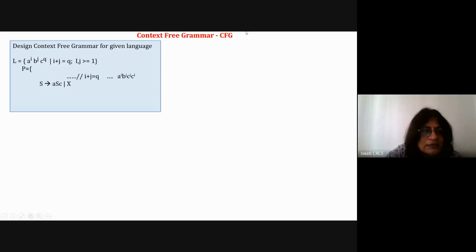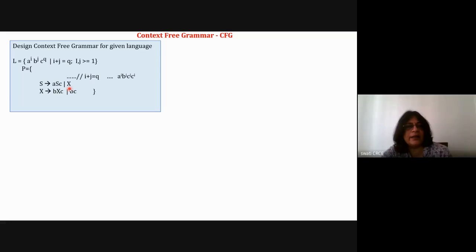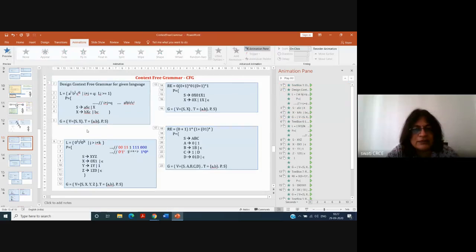Either A S C is generated many times, and then X is generated to stop the recursion. Now X is going to generate b and c. So X is going to generate b and c, so the left-hand side b will have the corresponding right-hand side c. And to stop the recursion, it will be b c, because we are saying that it should be there at least once. At least once. Okay, that's why I've written down here a X c. If it is at least once, then we have to write here a X c.